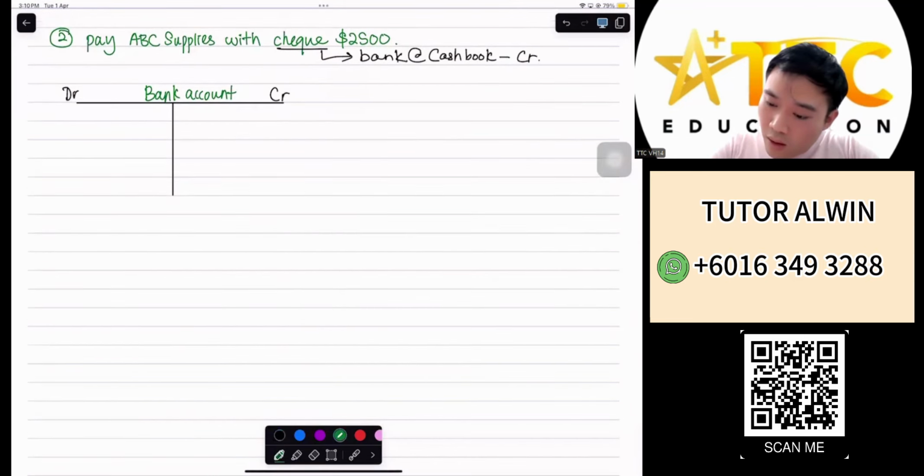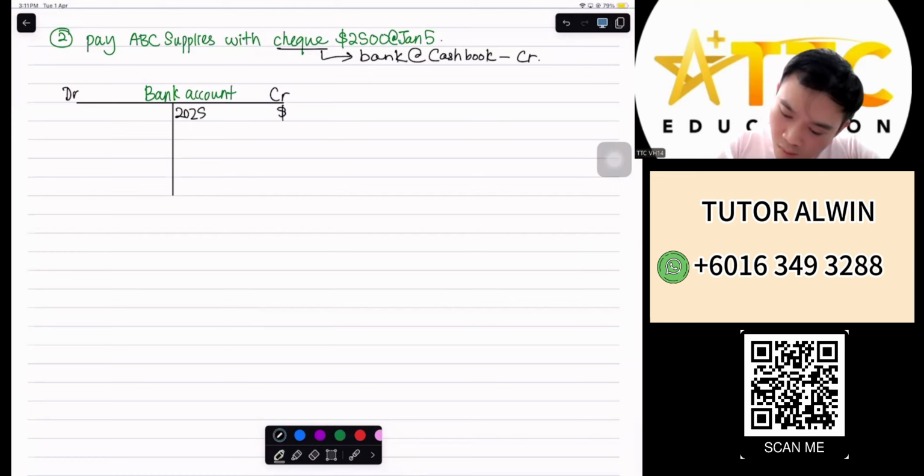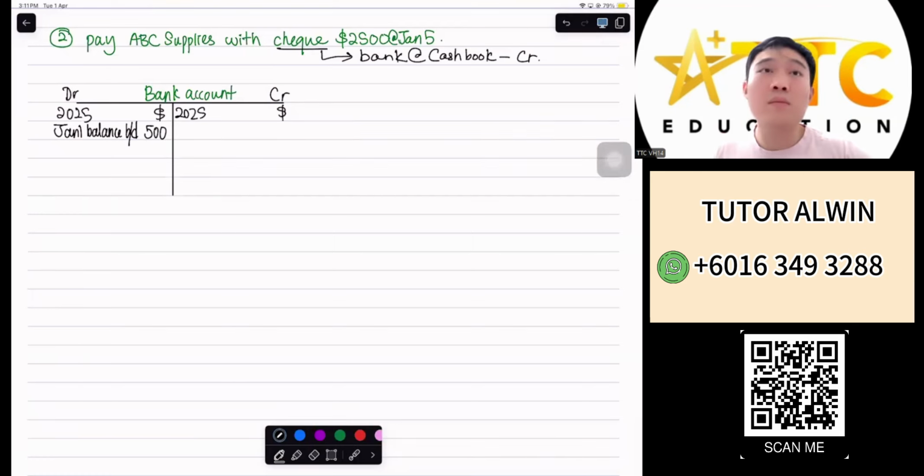Let's say this happened on January 5. As per January 1, let's say our bank balance has a balance brought down of $500. And then we pay money. Okay, let me change it because I do not want to make a bank overdraft. Let's say we have 4,005.